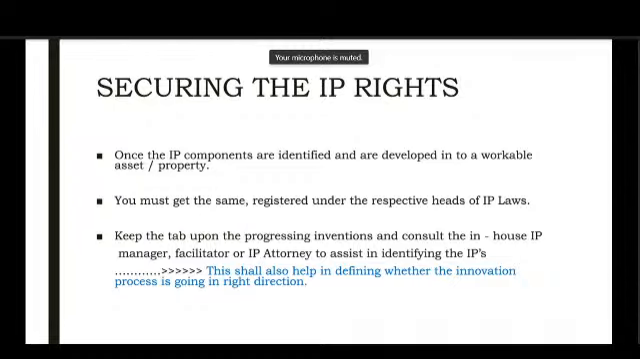This will also help because, while initiating your project work, you may think that your proposed idea or invention will go in a particular direction. But during that process, it may so happen that you are lost. You don't know where you are going. At that time, consultation with a facilitator or an IP manager or an IP attorney will guide you in which direction you must now shift your focus in order to have a protectable intellectual property at the end. What are the other aspects?